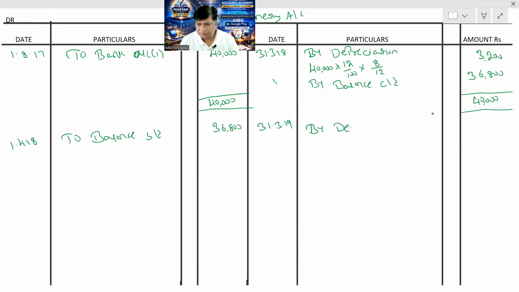depreciation. So dear students, here the first machinery has been utilized for the full year or part of the year? Obviously for the full year, because 1/4/18 to 31/3/19 is the full year, and the cost of the asset is 40,000. So 40,000 into 12/100. Since it is a full year, no time period is needed. So you'll get 400 into 12, 4,800. Let's balance again.